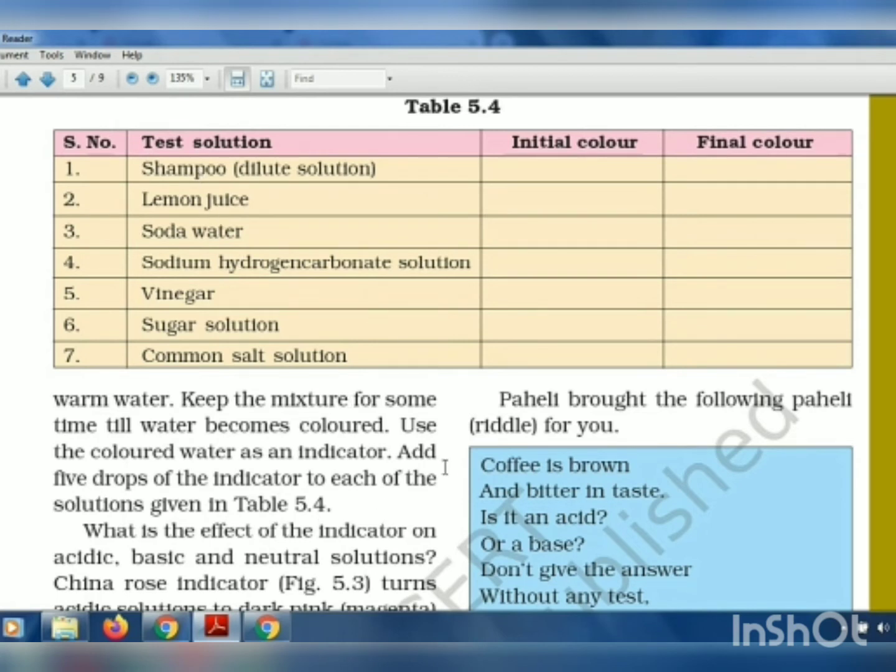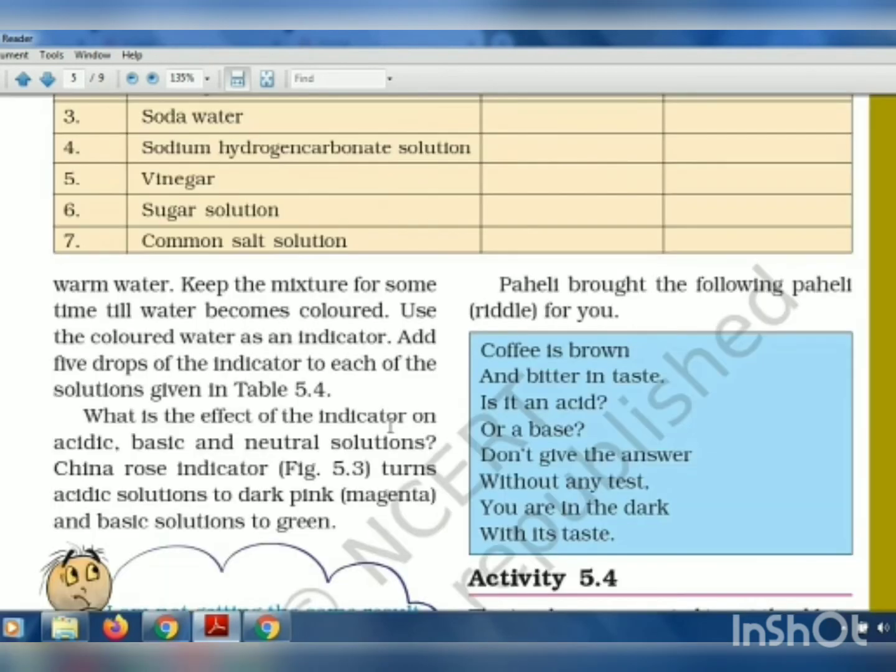Okay. So in 5.4 we have shampoo, lemon juice, soda water, vinegar, sugar solution, common salt solution. We have to add the colored water that is obtained from the China rose. After keeping it in warm water for some time, the water's color changes, and that colored water you have to put in these different types of solutions and check the initial color and the final color. Okay. So what is the effect of the indicator on acidic, basic and neutral solutions?